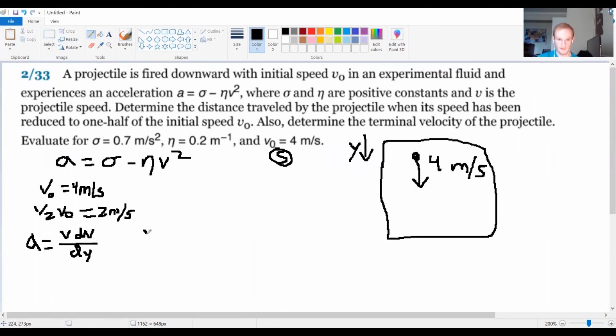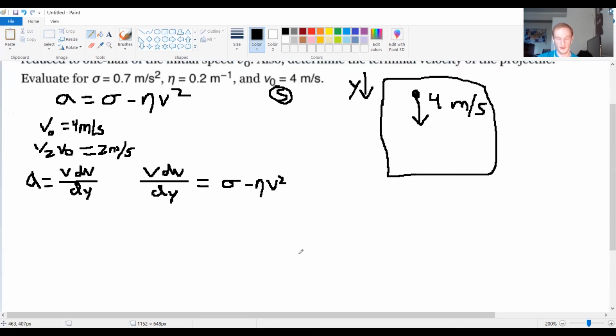So now we have v dv over dy equal to sigma minus n v squared. I should know what that n stands for. Ugh. All right. And then if you remember from calc, I think it's calc 1, maybe? I don't really know.